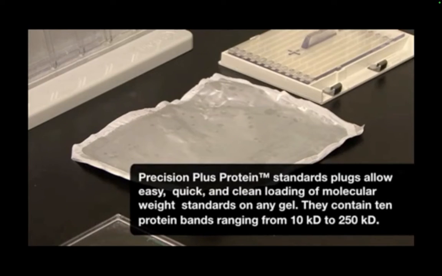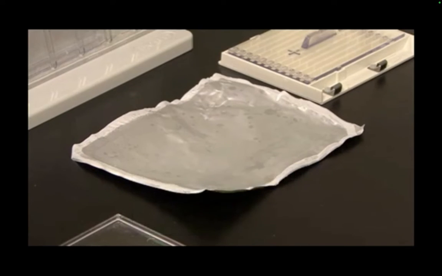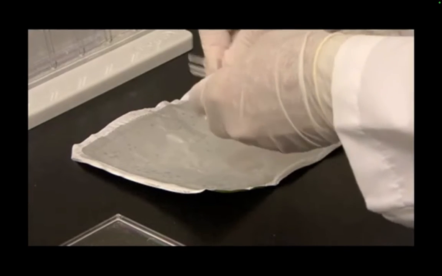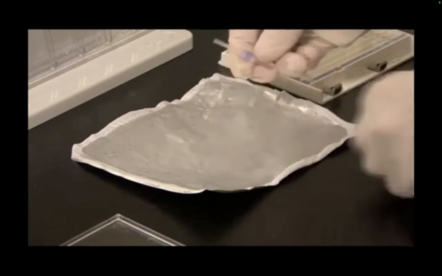Now I will insert a Precision Plus standard plug, which is a broad range standard that has been embedded in agarose, into the reference well on the right side of the gel. When we run any SDS gel, we always run a marker, right? So that we get some idea of the approximate size of our protein.